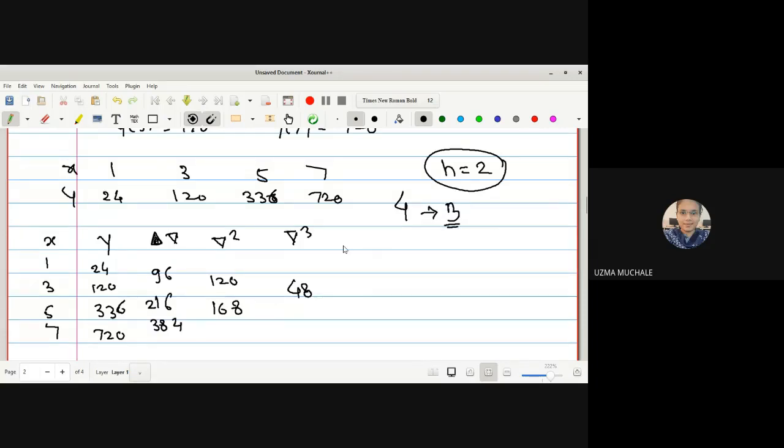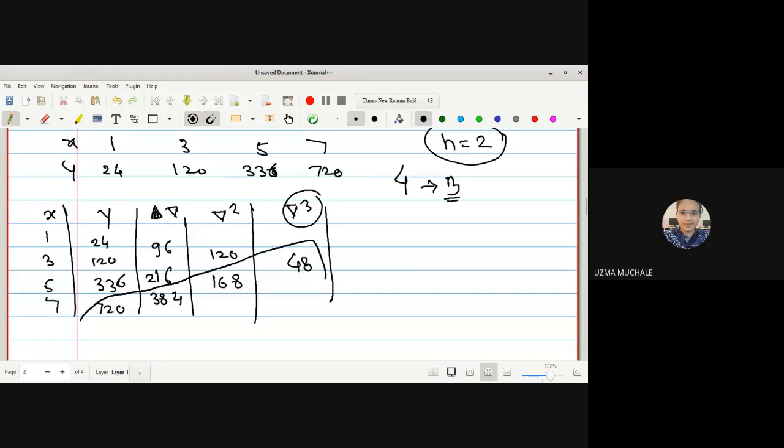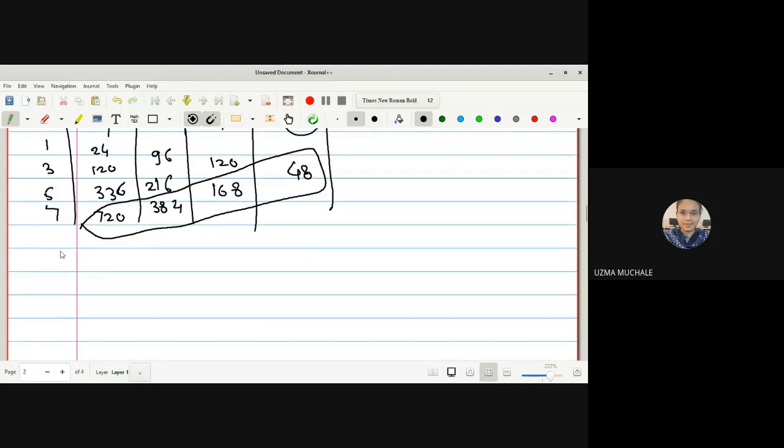Now, as we are going to use a backward difference interpolation, let me write down the formula for backward difference interpolation consisting of values up to del cube only. You can prepare the table like this, and we have to use these gained values. Okay, let us write down this formula.